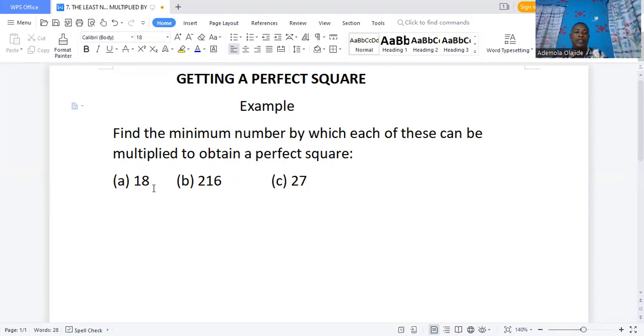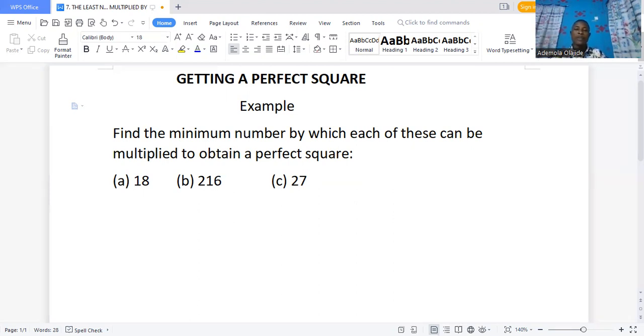We can see that none of these is a perfect square now. 18 is not a perfect square because if you say square root of 18, it will give you a decimal. So what's the least number apart from 1 that you can use to multiply 18 to produce a number that will be a perfect square? That when you find its square root, it will give you a whole number.